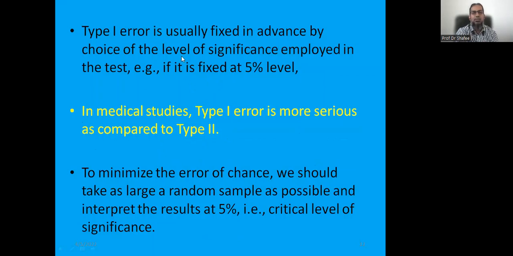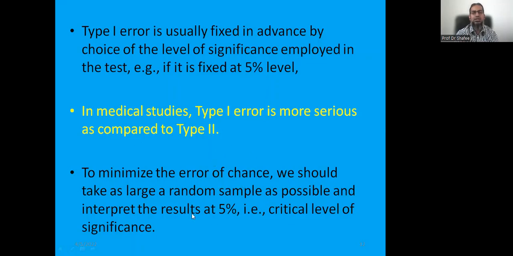To avoid these types of errors, type 1 error is usually fixed in advance by choice of level of significance. So 5% level of significance means type 1 error is accepted or fixed at the level of 5%. In medical studies, type 1 error is more serious compared to type 2, because there is a chance that if the person is not having the disease, but we are labeling him as having the disease, which is more dangerous. And to minimize the error of chance, we should take large random samples.